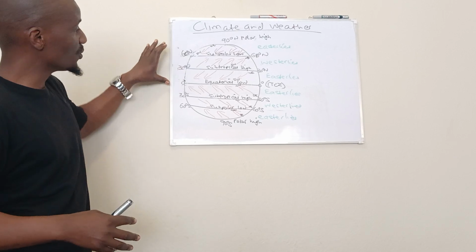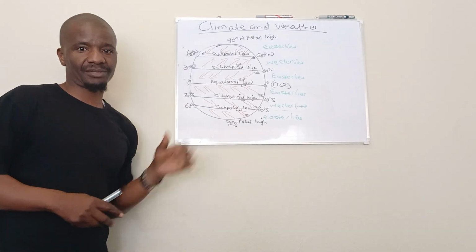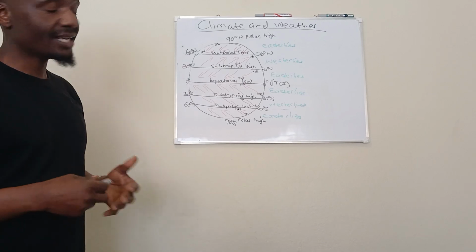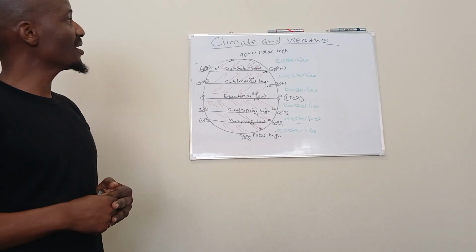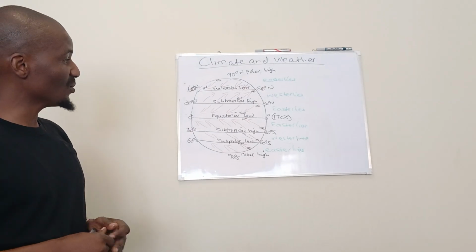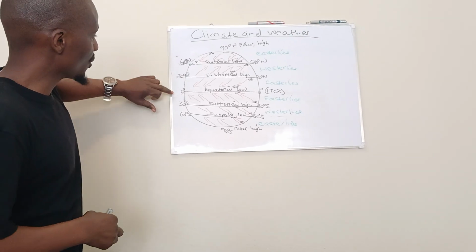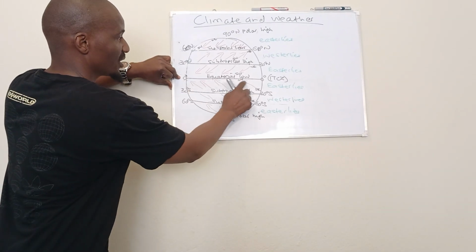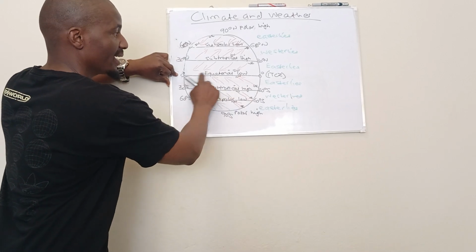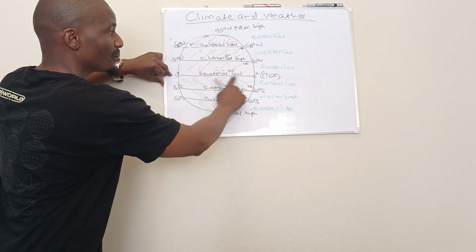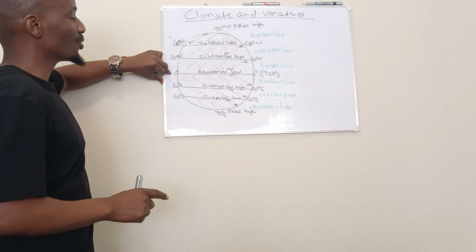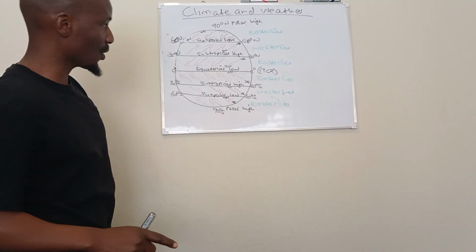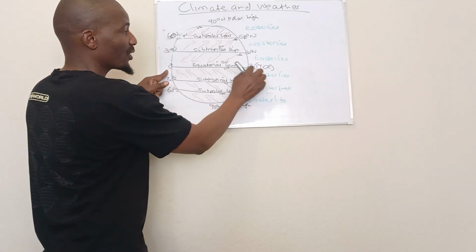So you need to identify your pressure belts. Know where all your pressure belts are. I've already drawn it on the board, as you can see. Forgive me, my board is very small. Where we have our equator, as you can see here, it's written equatorial low. It's an area of low pressure. That is a low pressure belt. It is also known as the doldrums. It is also known as the intertropical convergence zone. This is our equatorial low.